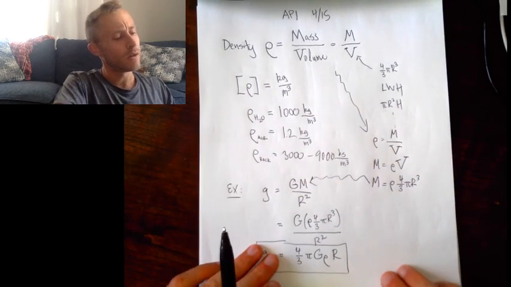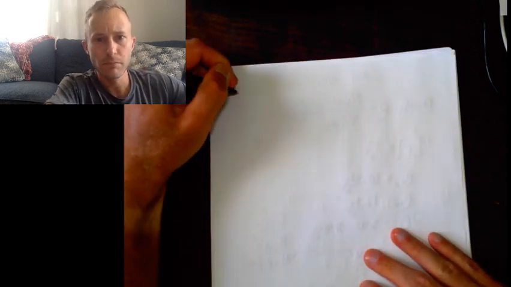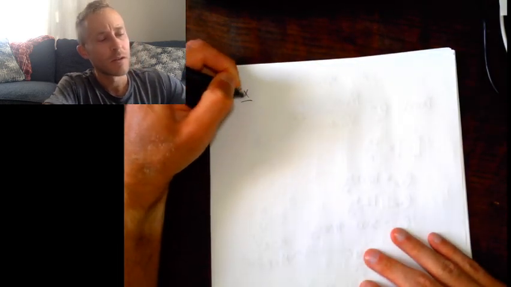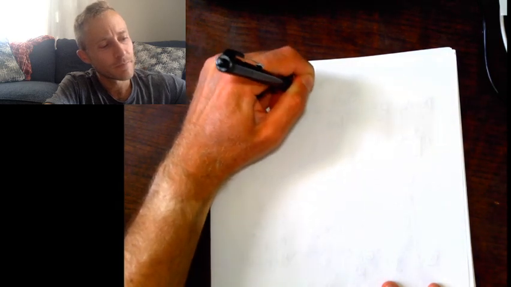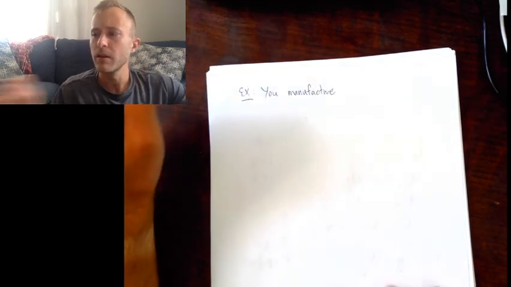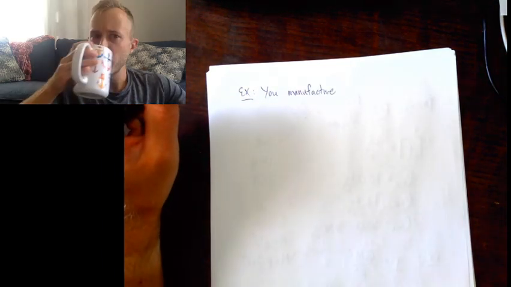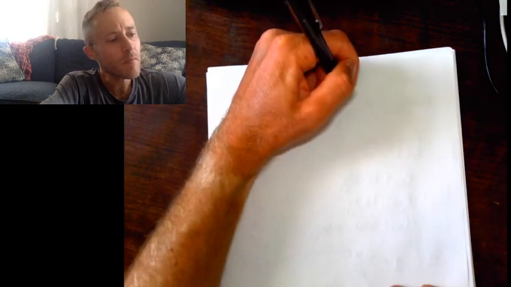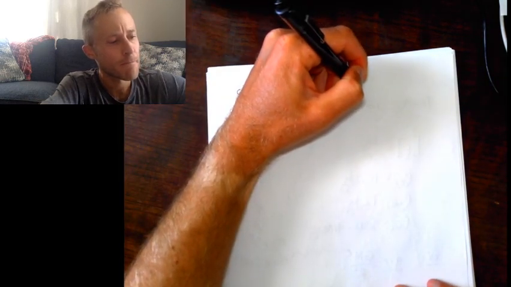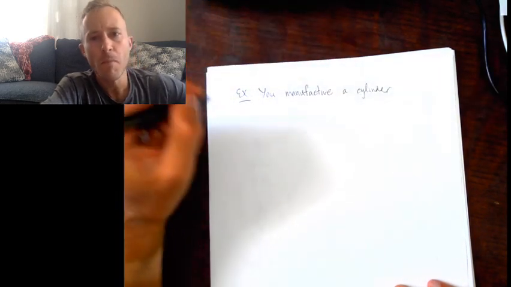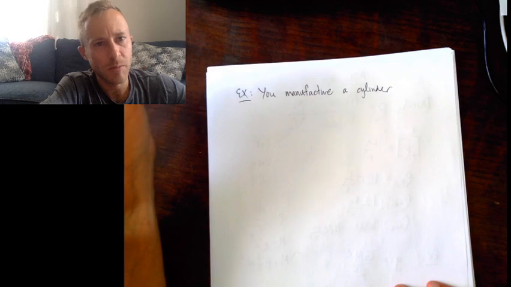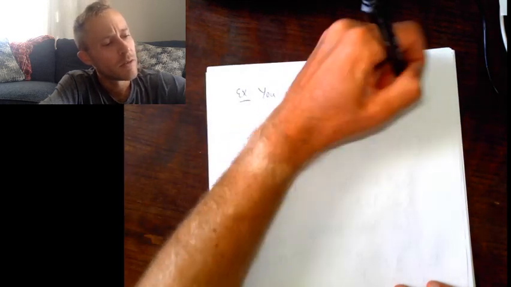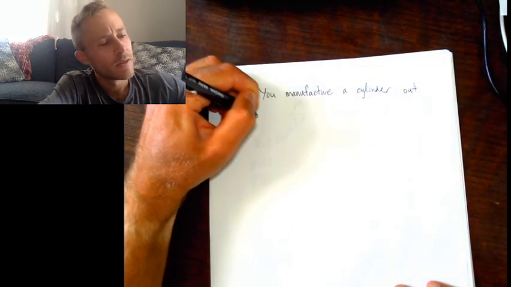All right. I'll do one more example. Let's suppose you manufacture a cylinder out of iron.